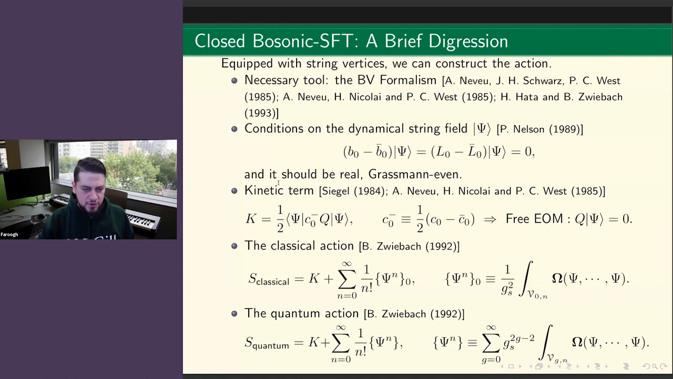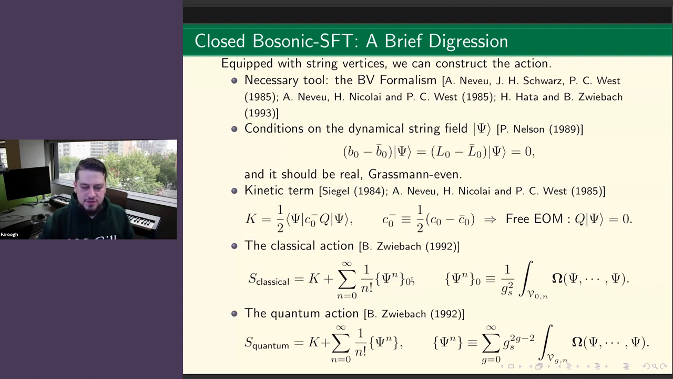C0 is the zero mode of the ghost field, and Q is the BRST operator. So if you compute the equations of motion of this free theory, you get the condition of BRST invariance of the string fields. And because the string field itself can be written in terms of an infinite array of spacetime fields, from this equation you can derive the equations of motion of the spacetime fields. And the classical action, which only comes from the genus zero part, is of this form.